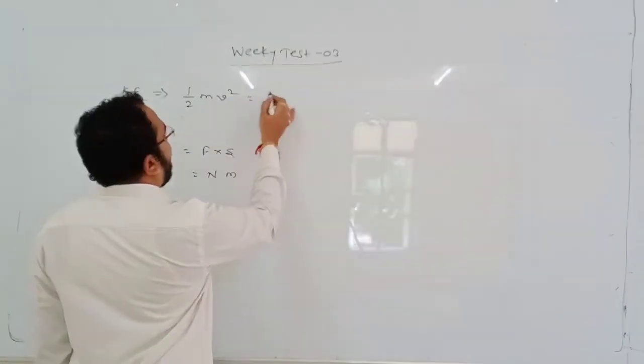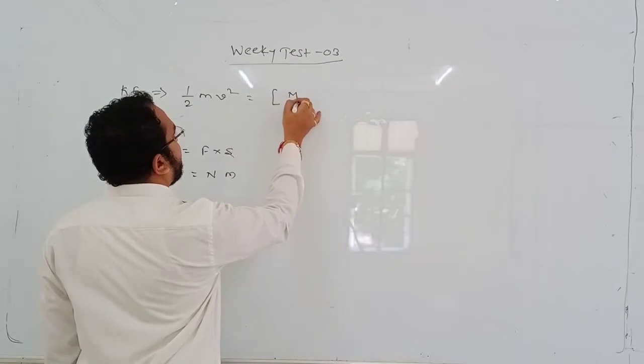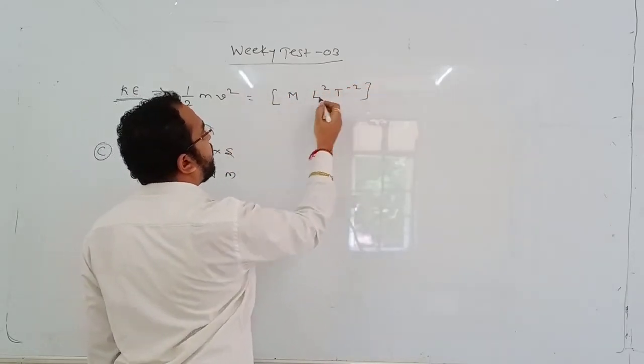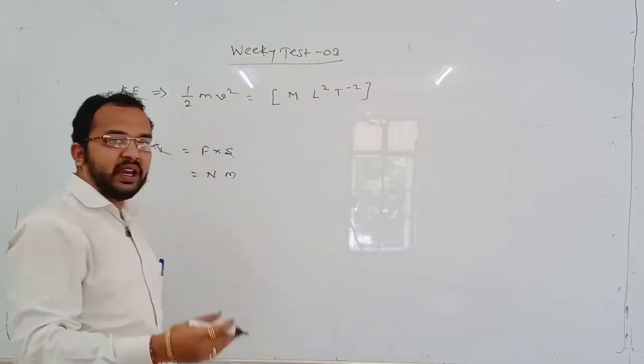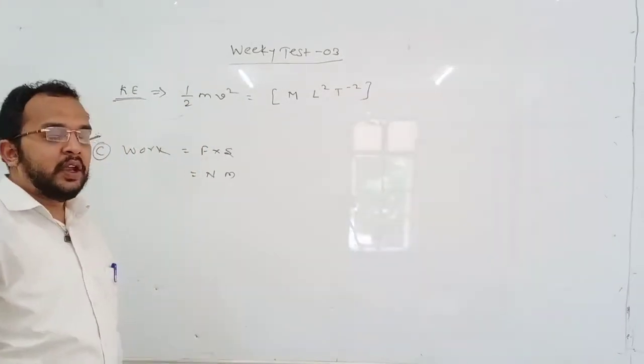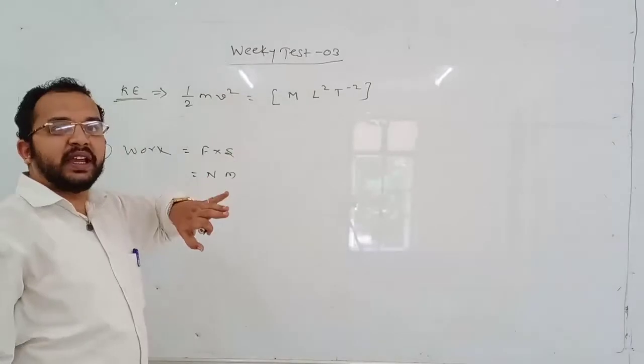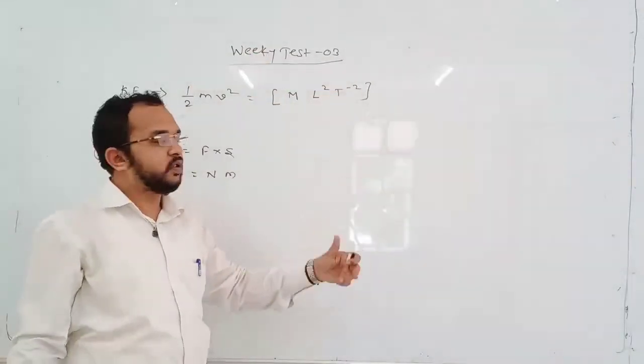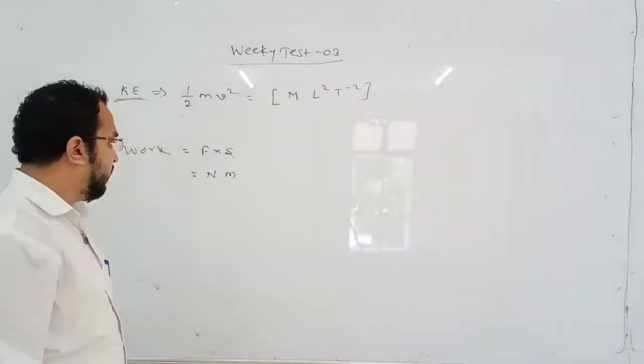Half mv square. What are the dimensions of mass? mv square means L square T minus 2, meter square per second square. Why? The unit of velocity is meter per second, and it is squared, so we square both the things. So these are the dimensions of kinetic energy.